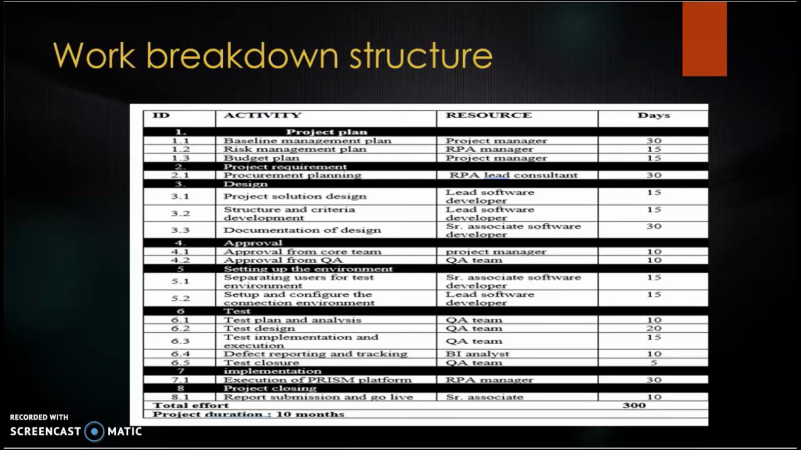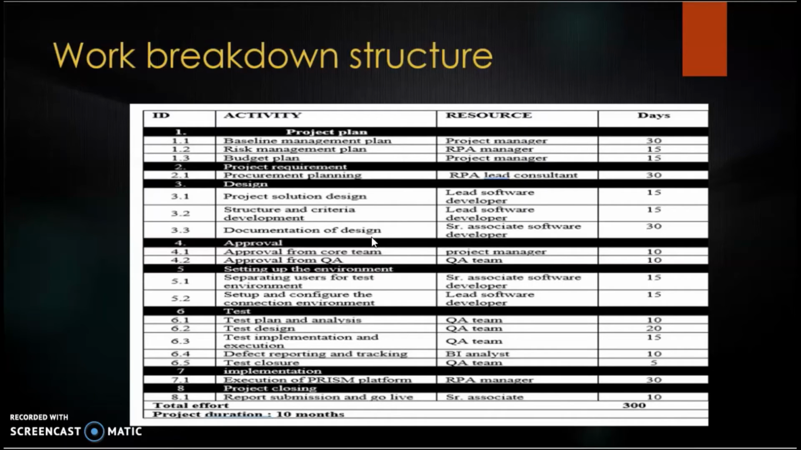The next stage of the project is the design, and it is also divided into 3 sections. The first one is the project solution design. It was done by the lead software developer, and it will take almost 15 days to complete. The next substage is structure and criteria development, and it was also done by the lead software developer, and the maximum time period given for that is 15 days. The next substage is the documentation of design. We have to document the design which we have made, and it was done by the senior associate software developer, and the maximum time period given for that is 30 days.